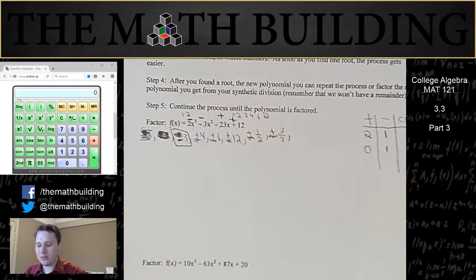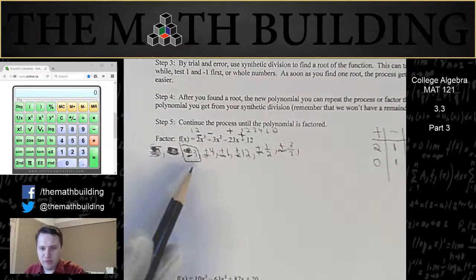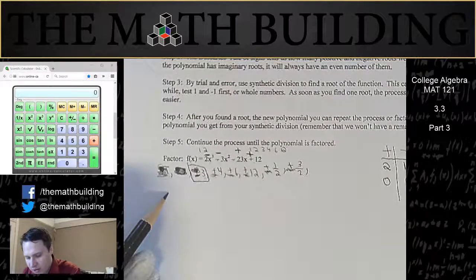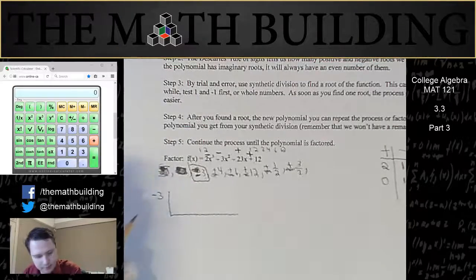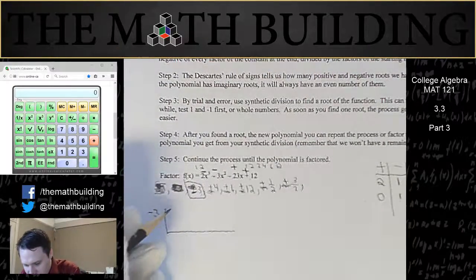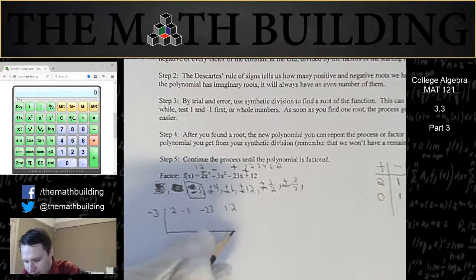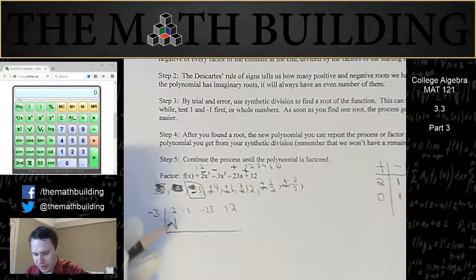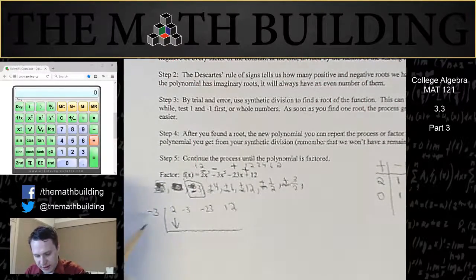Welcome to College Algebra, Section 3.3, Part 3. We just discovered that -3 was a root, so let's use that to simplify our polynomial with synthetic division. So my coefficients are 2, -3, -23, 12. So here we go. We know we do this right if we get a 0 down here, since we know that -3 is a 0.